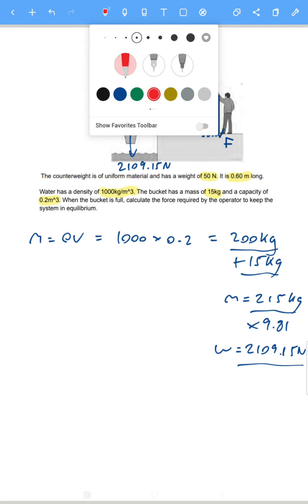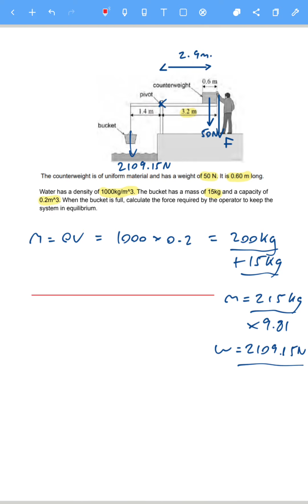So what we're going to do is to sketch this. So what we can say is that the sum of the clockwise moments is equal to the sum of the anti-clockwise moments. And then I'm going to take moments from the pivot. The reason I'm taking moments from the pivot is because number one, it's in the center. And number two, there's a normal reaction force that's actually acting upwards, and I've got no idea what that is. So we're going to take moments from there, so we don't need to know what that is. So let's deal with clockwise first. So we've got the counterweight itself, which is force times distance. So we've got 50 newtons multiplied by the distance, which we said was 2.9 meters.